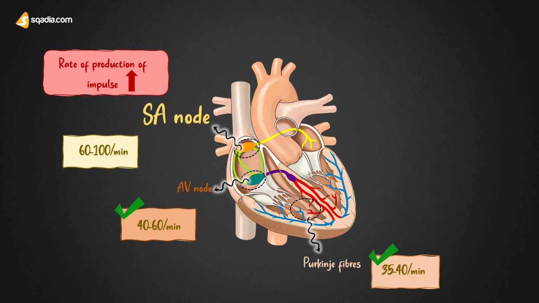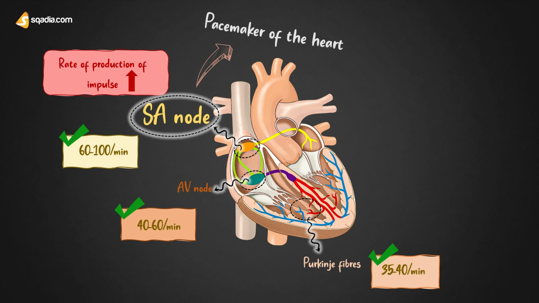So, the only structure that maintains the normal rhythmical beating of the heart is the sinoatrial node. That is between 60 to 100 beats per minute. That's why the SA node is called the pacemaker of the heart.